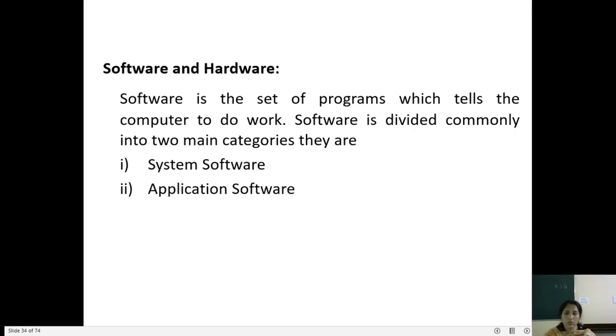Software, whatever you know, just now you have understood the applications, the types of generation, as well as the history, as well as the different types of computer, how they have been classified, how they have been made into generations based on the capacity of software and hardware itself. What do you mean by software? Software is a set of programs which tells the computer what to do. It helps the user. Software is divided commonly into two main categories. They are system software and application software.